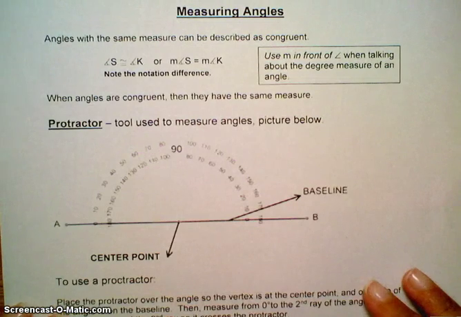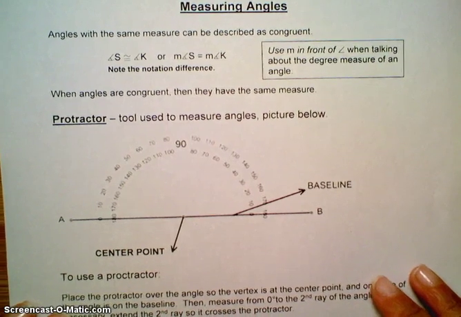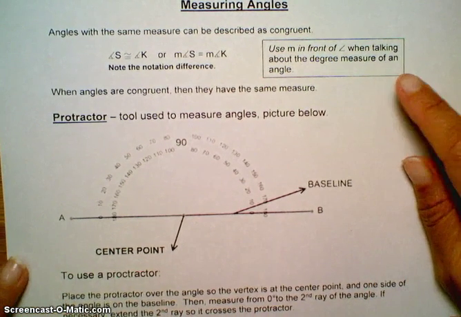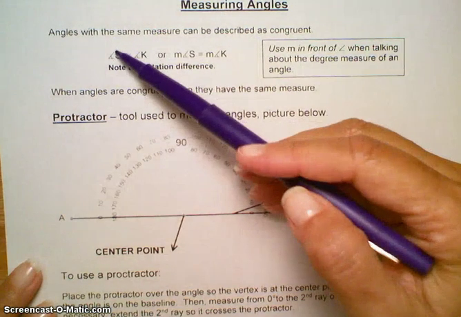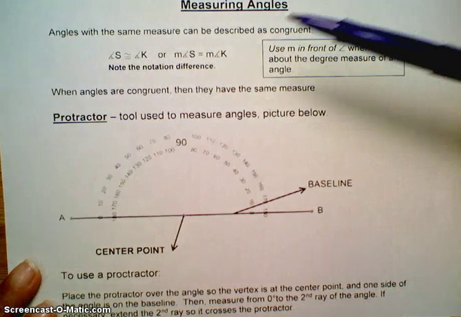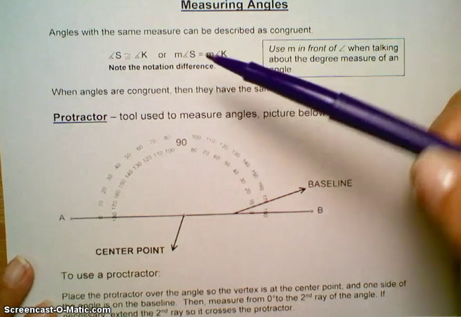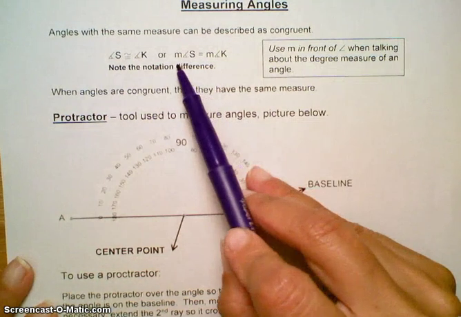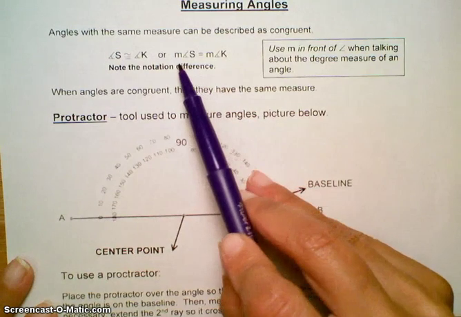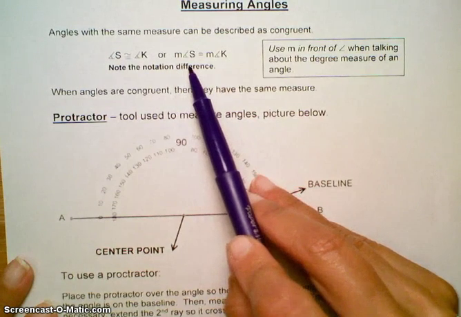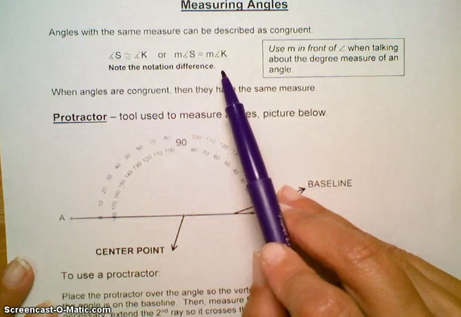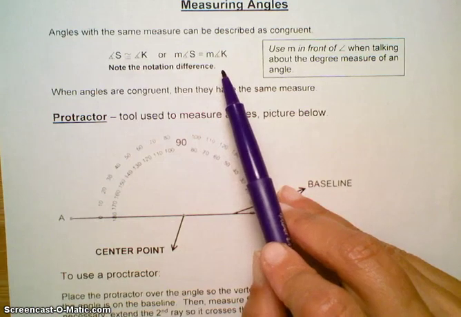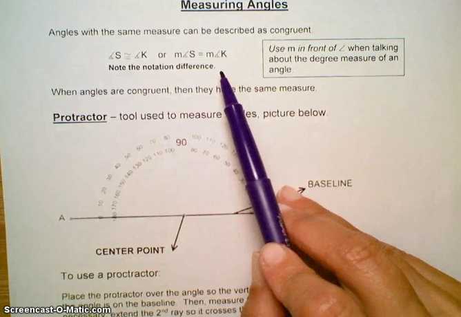Okay, on page 3, we meet some vocabulary. Angles with the same measure are described as congruent. And so we would say angle S is congruent to angle K. When we talk about the measures of the angles, we put a little M in front of the angle symbol. So this would be the measure of angle S is equal to the measure of angle K. Again, it's a way of saying that we're talking about the number rather than the object.